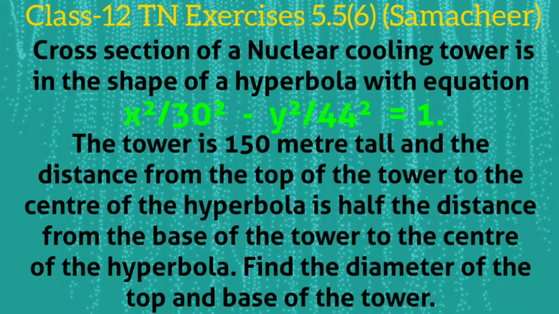The cross-section of a nuclear cooling tower is in the shape of a hyperbola with the equation x square by 30 square minus y square by 44 square equal to 1. The tower is 150 meter tall and the distance from the top of the tower to the center of the hyperbola is half the distance from the base of the tower to the center of the hyperbola. Find the diameter of the top and base of the tower.